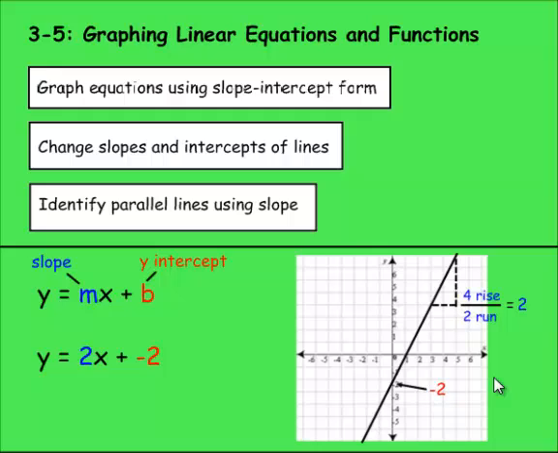Lesson 5 of this chapter has us graphing linear equations and functions. So first we'll graph equations using that slope-intercept form, then we'll change slopes and intercepts of lines, then we'll identify parallel lines using slope.